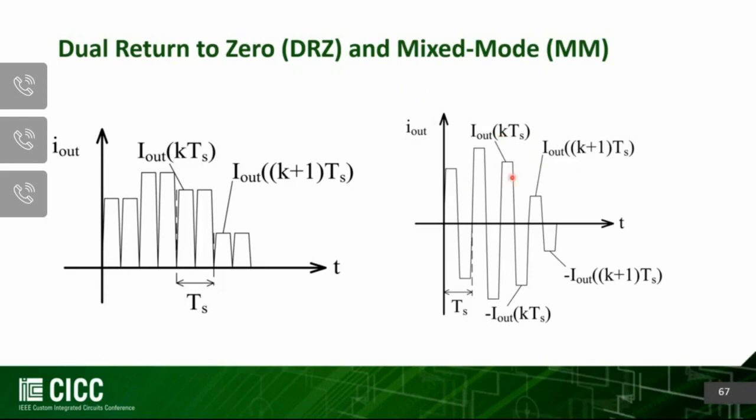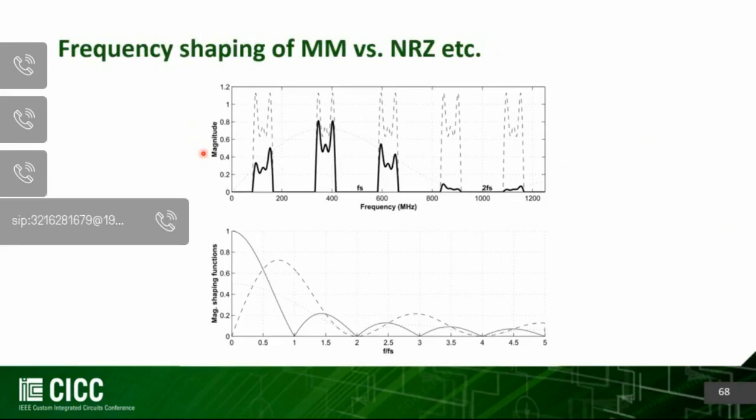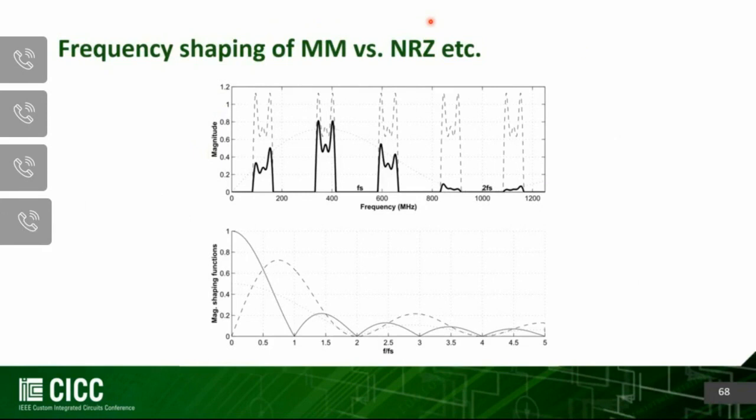On the right-hand side, we can see the mixed mode DAC. In this case, the second half of the period is identical to the first one, but flipped upside down. What happens if we do that? Well, the frequency shaping function changes in a very interesting way. If we compare it with a regular non-return to zero DAC, two very interesting things happen.